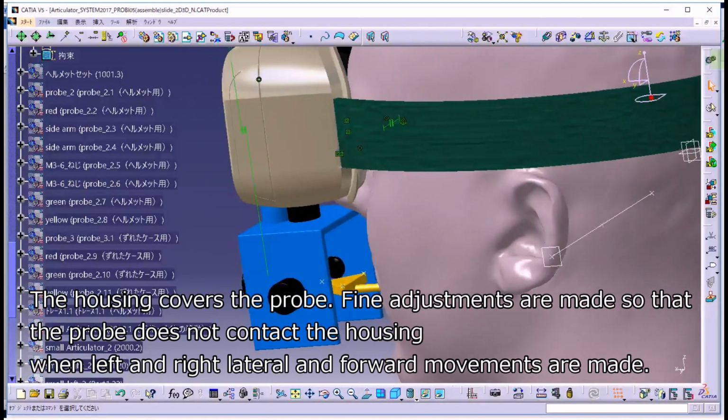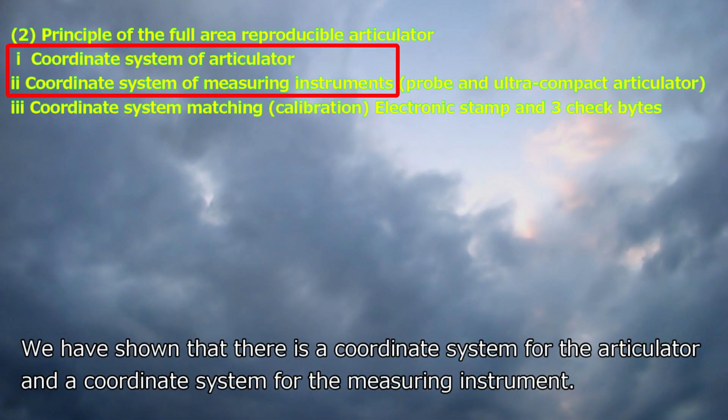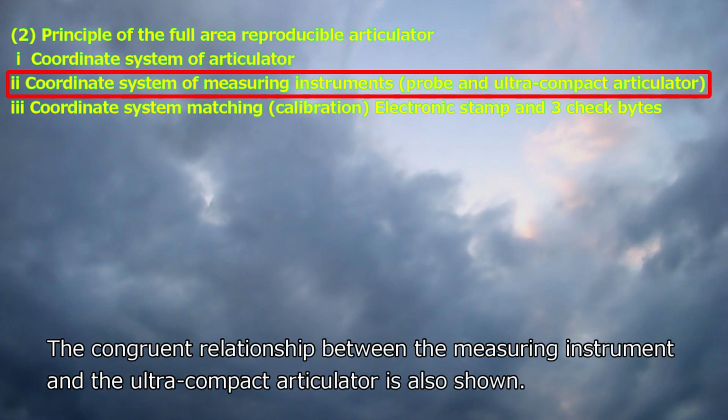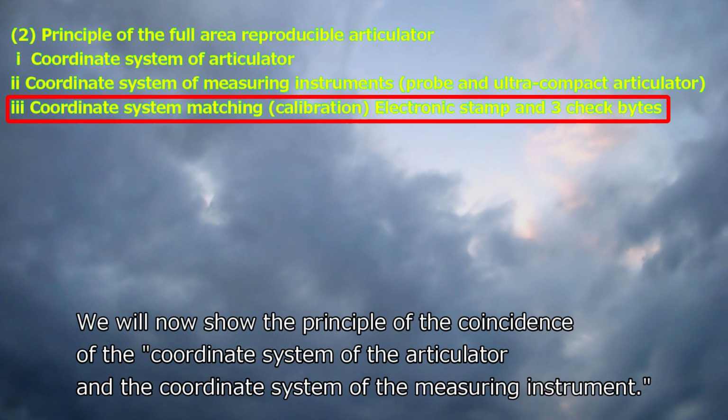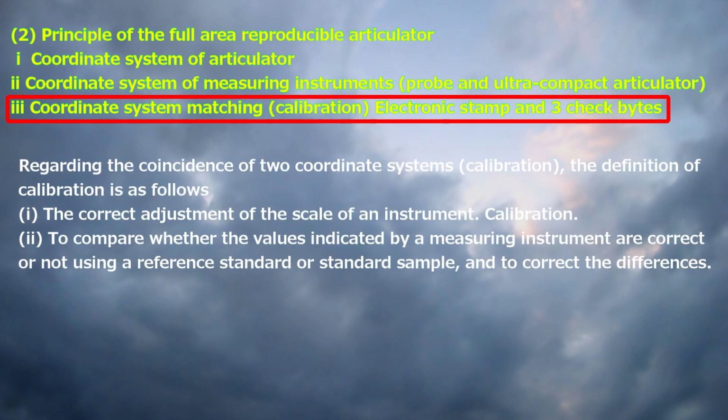movements are made. We have shown that there is a coordinate system for the articulator and a coordinate system for the measuring instrument. The congruent relationship between the measuring instrument and the ultra-compact articulator is also shown. We will now show the principle of the coincidence of the coordinate system of the articulator and the coordinate system of the measuring instrument. Regarding the coincidence of 2 coordinate systems, calibration.